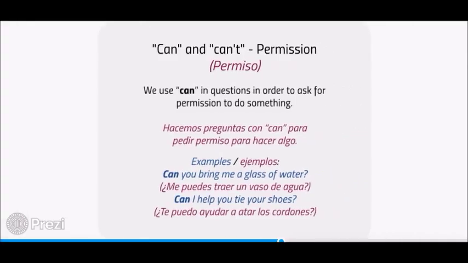Can and can't, permission. We use can in questions in order to ask for permission to do something. Examples: can you bring me a glass of water? Can I help you tie your shoes?